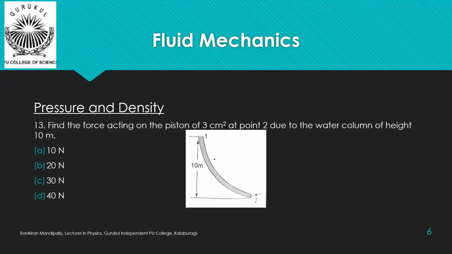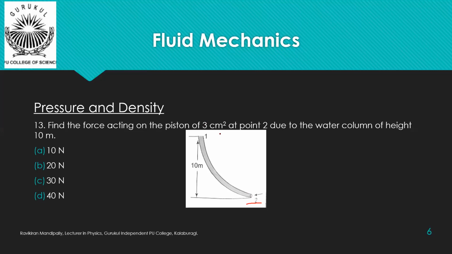Then question number 13. Find the force acting on piston of 3 centimeters square at point 2 due to the water column of height 10 meter. So at this position you should find the force acting on the 3 centimeter square piston. So force on piston will be nothing but pressure at this position into area of piston. So pressure at this position is nothing but pressure due to this 10 meter column of water. So P is equal to rho GH, and area of piston is given, which is 3 centimeters square.